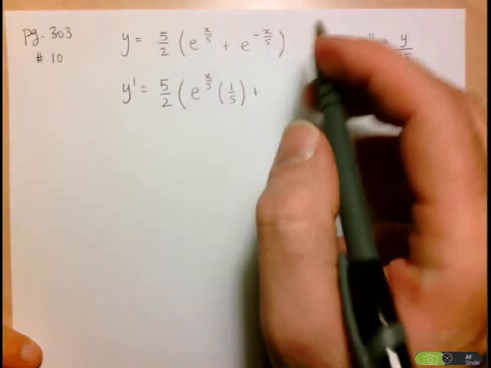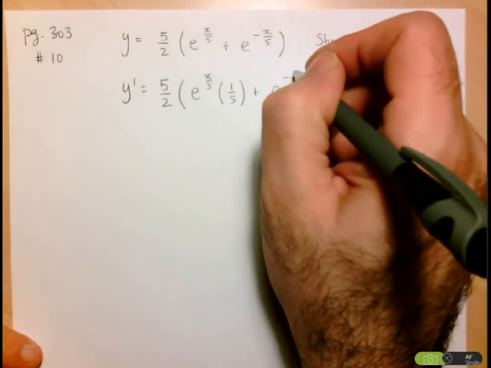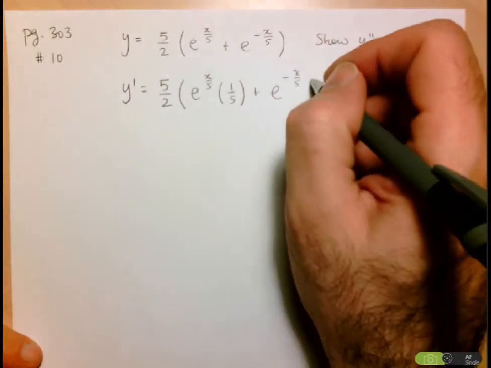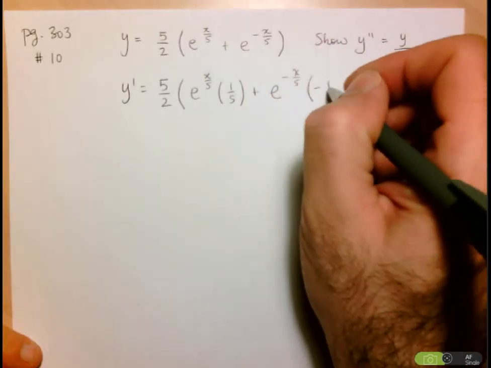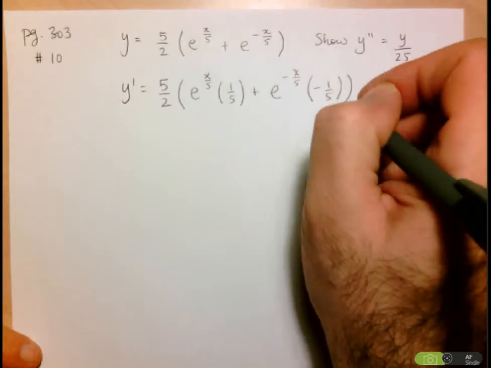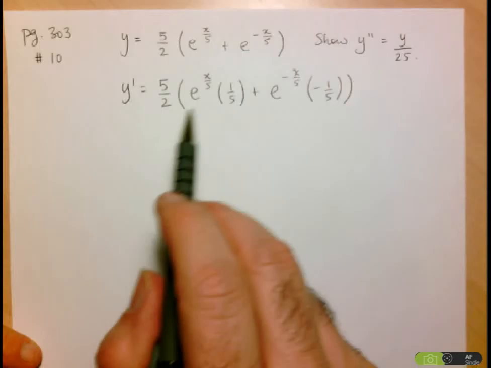Okay, plus, same thing here, use the chain rule. So the derivative will be e to the negative x over 5 times the derivative of negative x over 5, which is negative 1/5. Okay, and since I have to take a second derivative, I definitely want to simplify as much as I can.